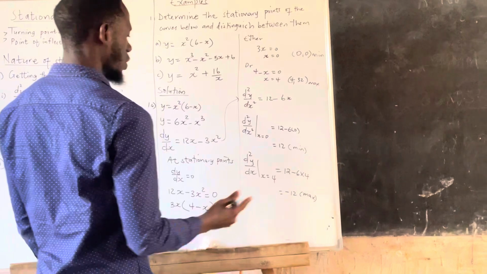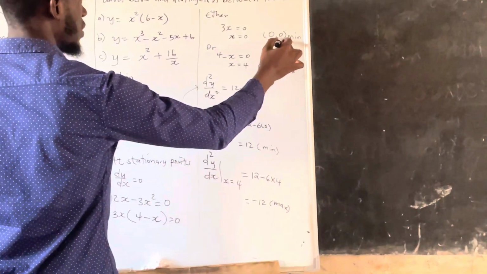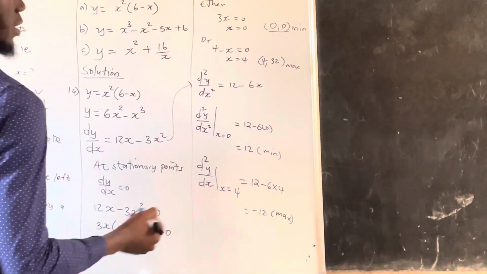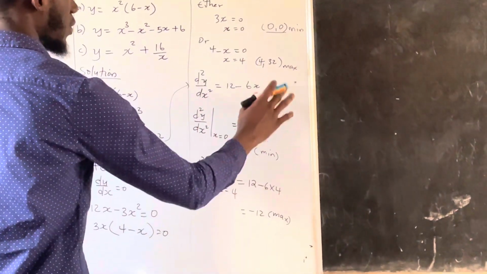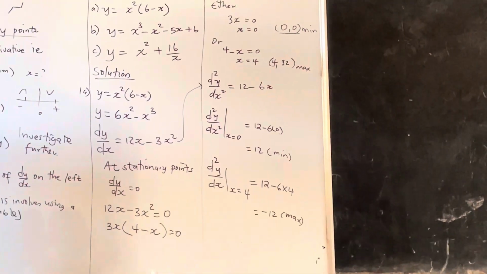So in conclusion, I'll say that the curve has turning points (0, 0), which is a minimum, and (4, 32), which is a maximum. So that is what we have for this.